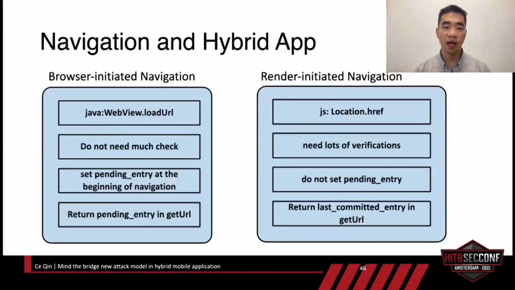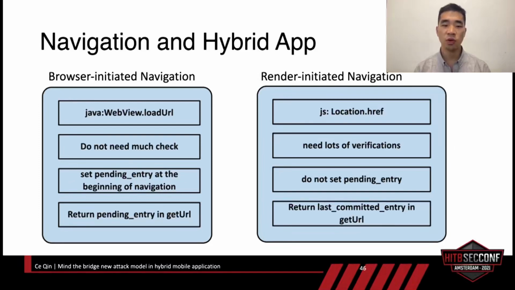In a hybrid app, render-initiated navigation can be triggered by JavaScript code, so it is untrusted and needs lots of verification to ensure the context is not tampered with. Browser-initiated navigation is triggered by loadUrl. Most of the time, it is trustful.